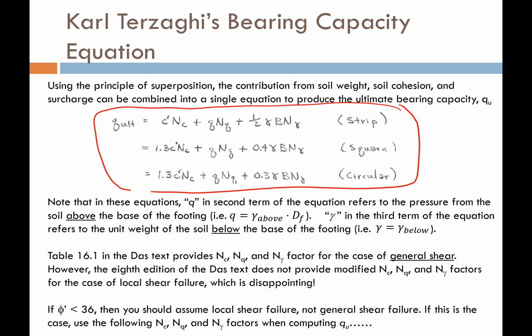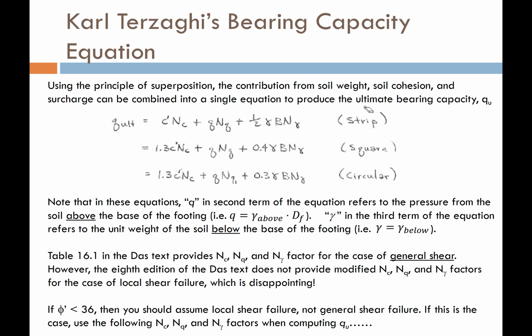So the only thing that's different about these equations is the shape of the footing, or the shape of the load. Now, I want to focus on these Q's right here, okay? Notice that this Q in the second term refers to the pressure of the soil above the base of the footing. This is the surcharge, okay? This is the pressure from the surcharge. So when I say that Q equals gamma times the depth of the footing, that gamma is the unit weight of the soil above the footing.